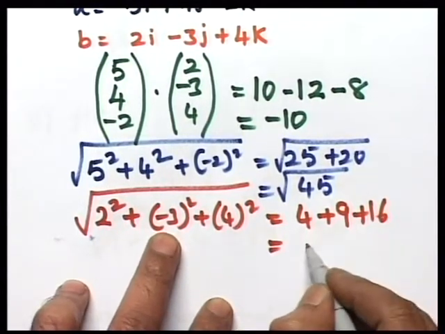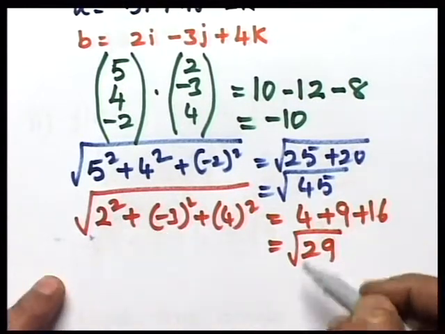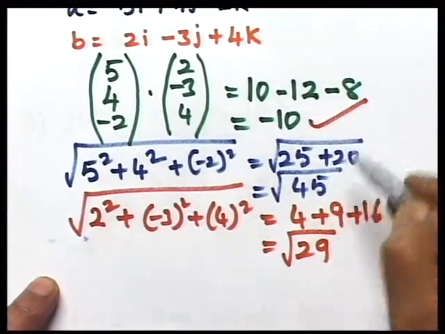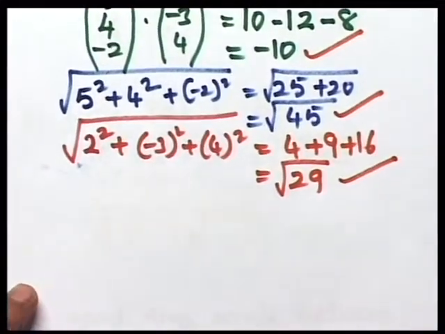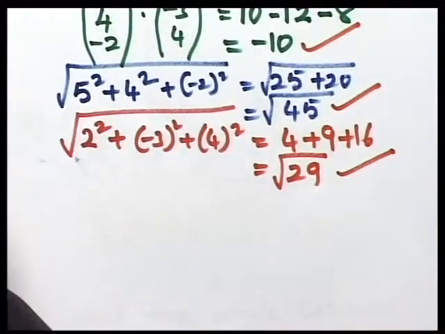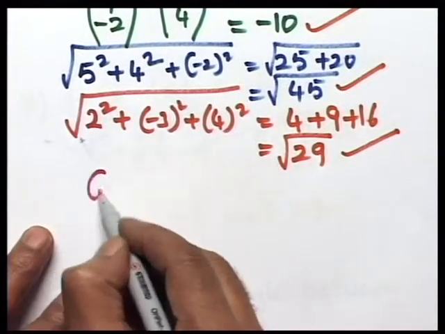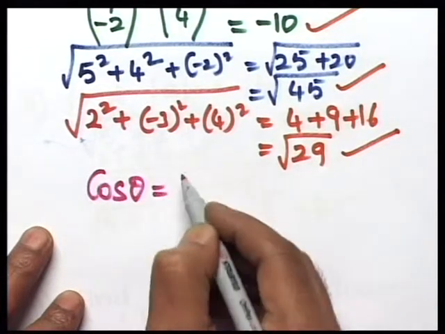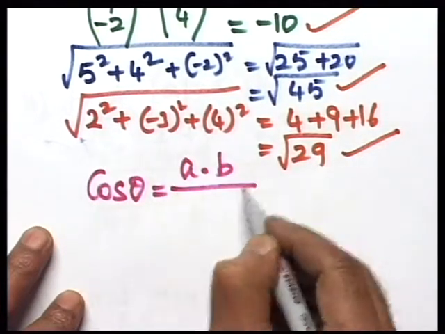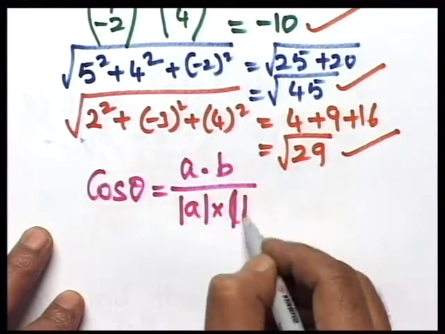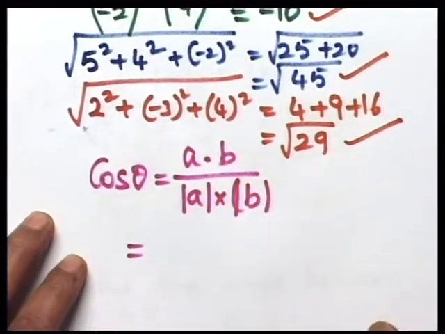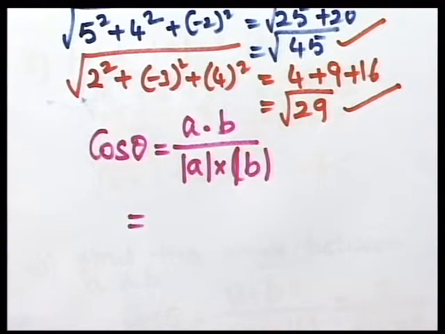25 plus 4, 29. So those are the three values we need to find the angle between the two vectors. The formula to be used is cos theta. Cos theta is equal to A dot B divided by modulus A multiplied by modulus of B. Simple substitution, then we can use the calculator.